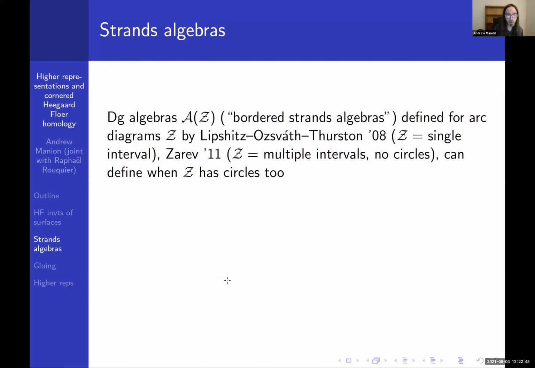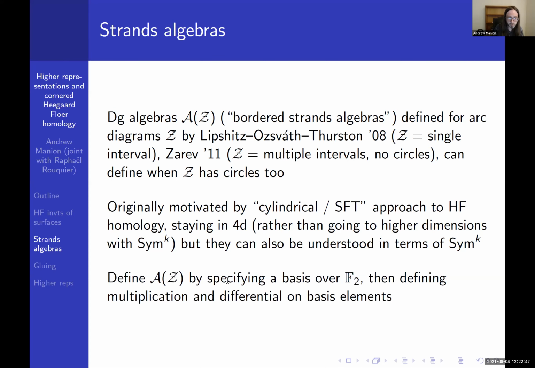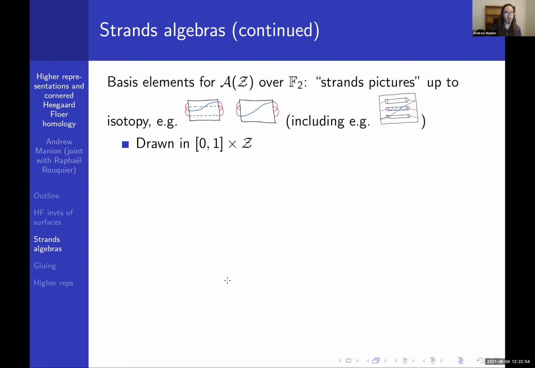Okay, so now that we have Z, let's talk about A of Z, and we're going to give a basis and then talk about how to multiply and differentiate basis elements. Let me just put up the pictures and then start saying some words about them. This is for the Z that we were looking at. This is for a very simple Z that is just an interval with the so-called torus matching, these two, not nested, but linked red arcs.